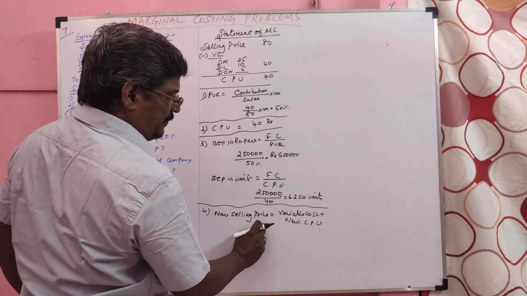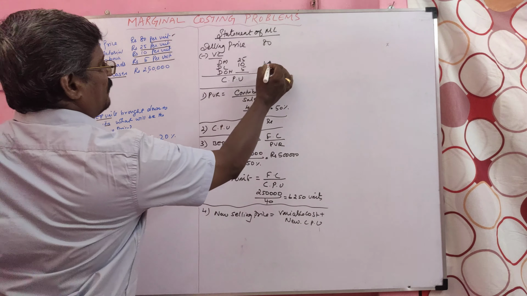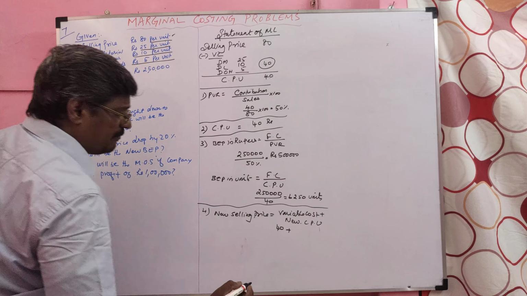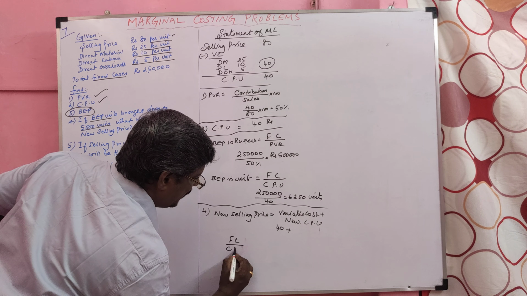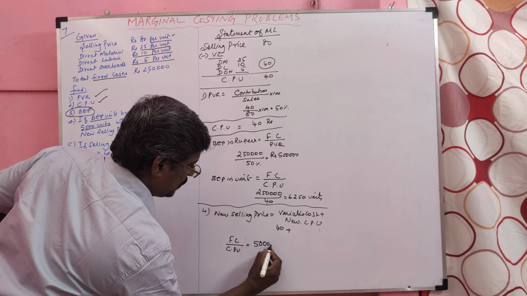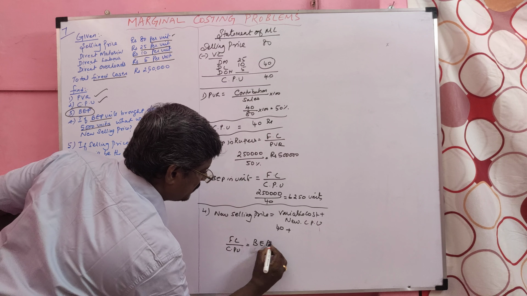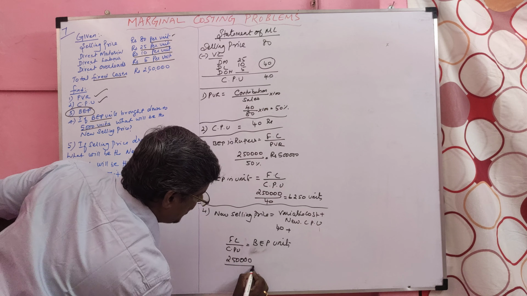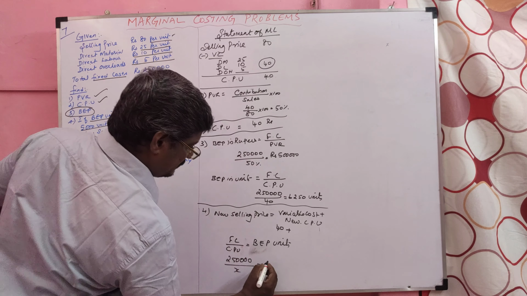Here to find the new selling price, we have to find variable cost plus new contribution per unit. Variable cost already we know, 40 rupees. We have to find the new CPU. So what is the formula for BEP? Fixed cost divided by CPU equal to BEP units. Fixed cost we know, 2,50,000 rupees. New CPU we don't know. BEP units we know. How much? 5,000.